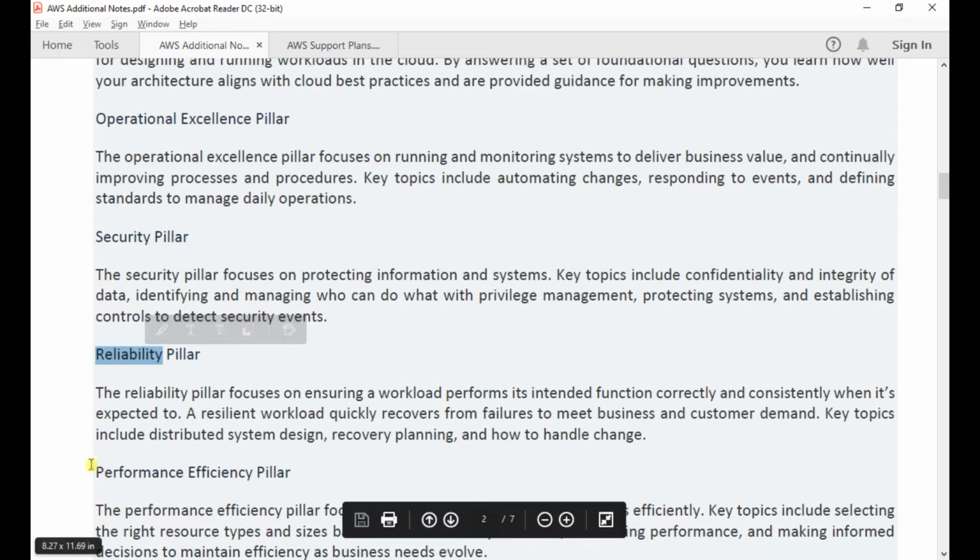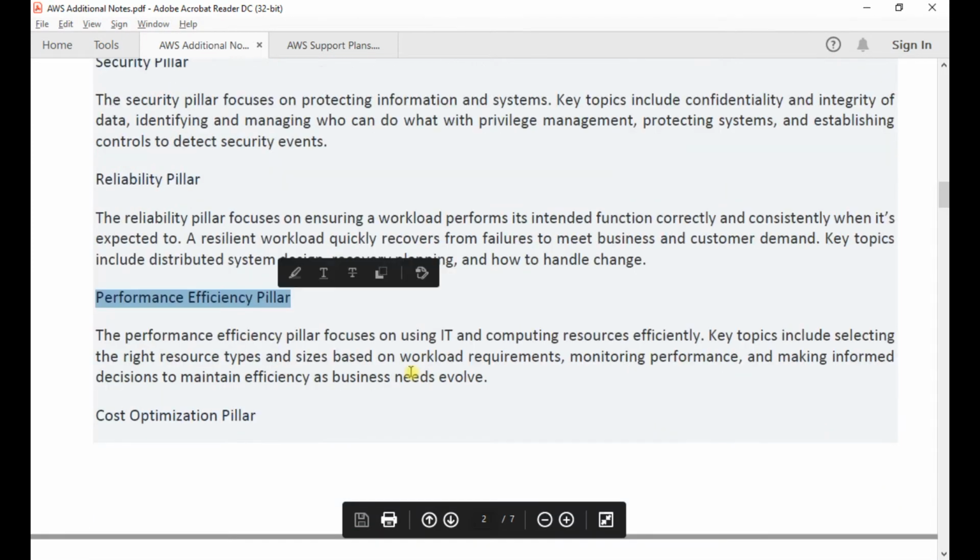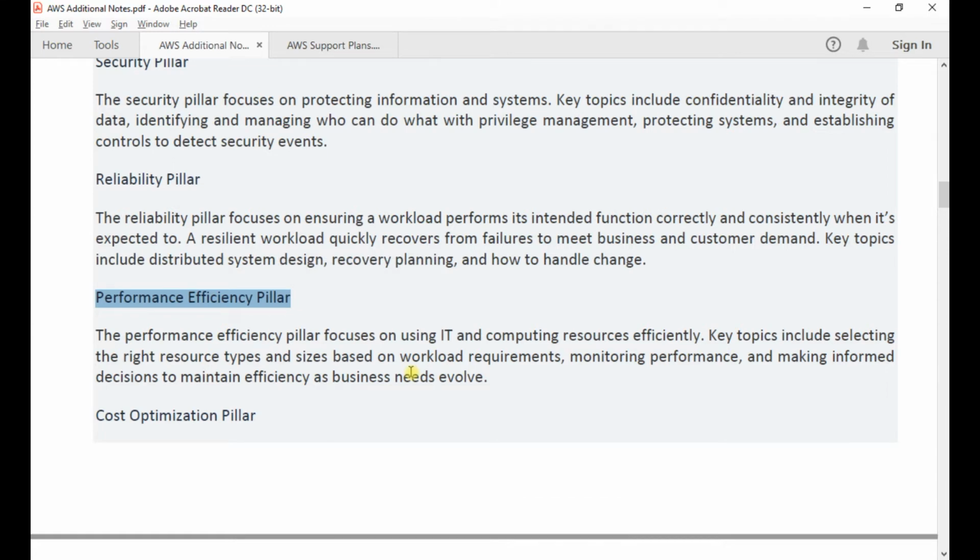Now next is performance efficiency. Naturally, from time to time, the customer expects some kind of performance improvement. Today you focus and say that you have given an uptime of about 99%. Tomorrow they'll ask you for 99.2, 99.3, 99.5, like that. So this is called performance efficiency. Key topics include selecting the right resource types and sizes for workload requirements, monitoring performance, and making informed decisions to maintain efficiency as business needs evolve.